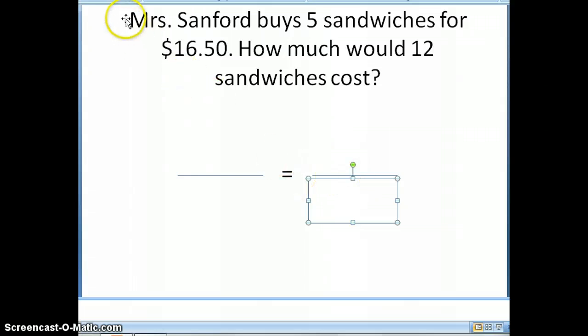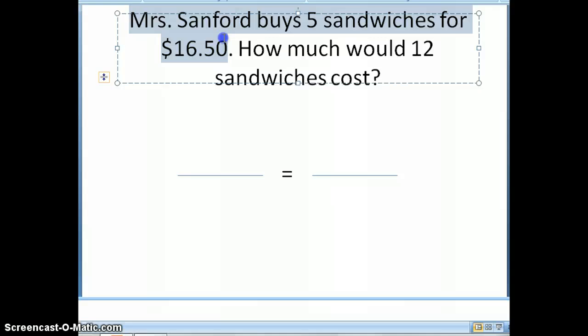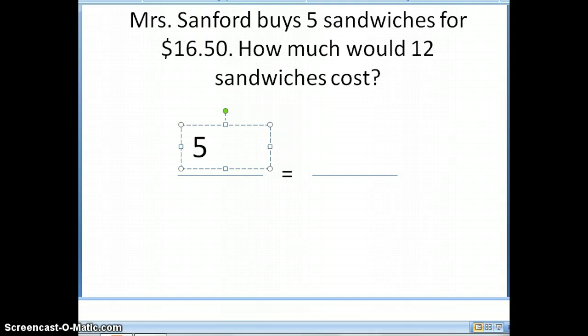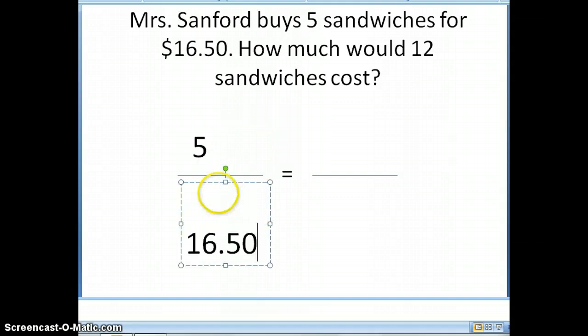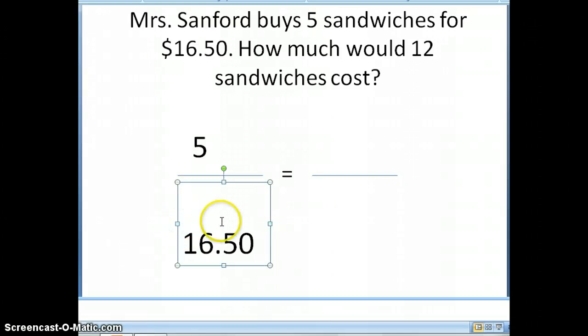So I'm going to figure out what information I know and go from there. My first sentence is going to give me my first complete ratio. It says I can buy 5 sandwiches for $16.50. So I'm going to decide to do sandwiches on top and money on the bottom. And I know that for my first ratio, it doesn't really matter the order that I do it in.